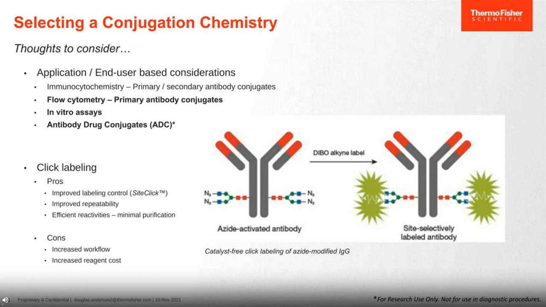So if you have something where a traditional conjugate might do, maybe you want to think about using traditional chemistries, as they will be significantly cheaper and faster. However, if you have an application where you really need that high performance, Cyclic click chemistry is the way to go.